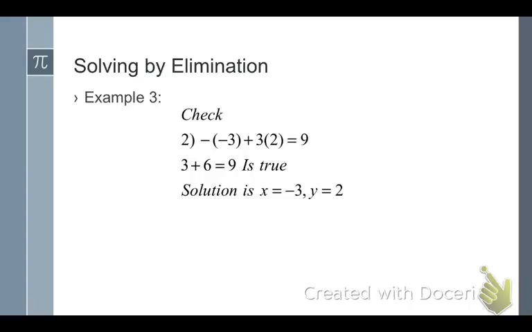Now to check this, I plug back in, and I'm using the other equation. Negative of a negative 3 is a positive 3, plus 6 equals 9 is true. So my solution is x equals negative 3, y equals 2.